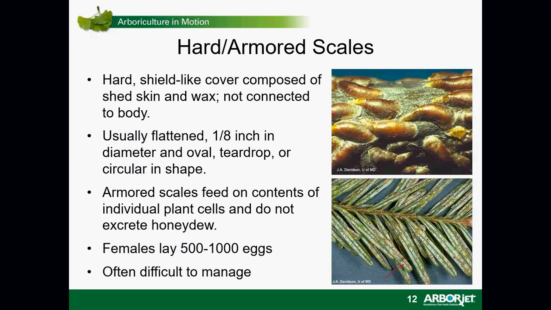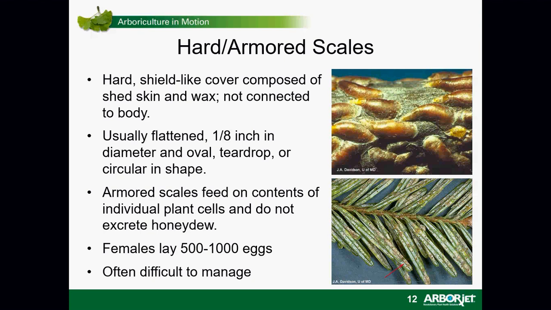Hard or armored scales, again, have a shield-like cover that's separate from the body and is created as a result of shed skin and wax that they produce. They're generally smaller, about an eighth of an inch in diameter. Instead of feeding on the plant sap, they have a tendency to pierce individual plant cells, rupturing them, and then suck out the contents. So they feed in a different fashion compared to the soft scales.